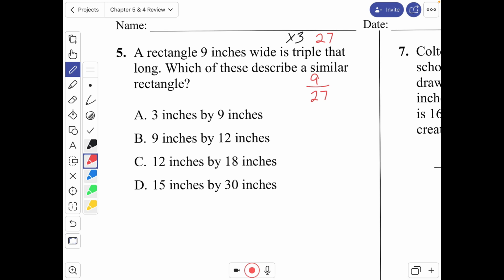Okay, so which of these could I multiply by 3 and get the other number? Or you could simplify the fractions and see which one comes out the same. I'm going to multiply by 3 because it said triple. So 3 times 3 would make 9. 9 times 3 does not make 12. 12 times 3 does not make 18. 15 times 3 does not make 30. So the answer is A.